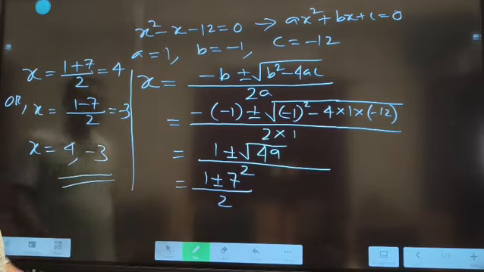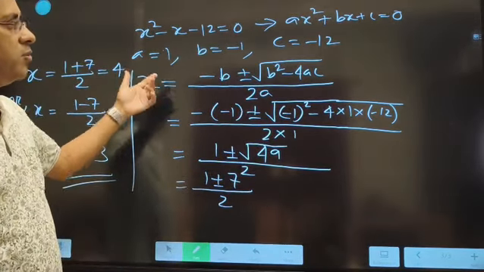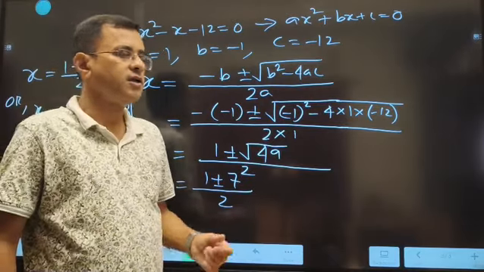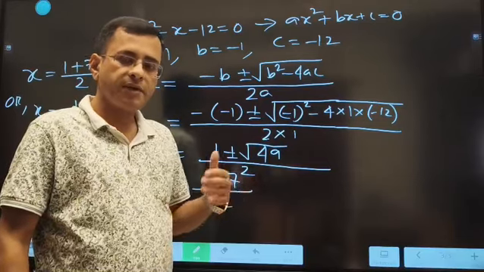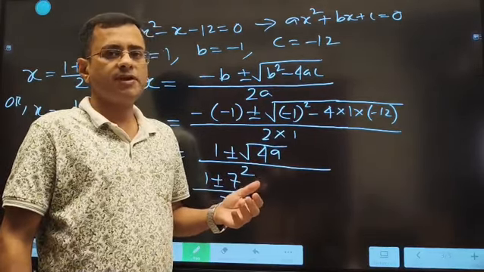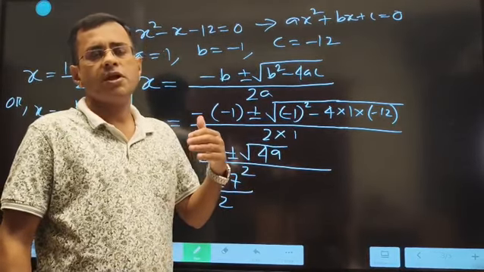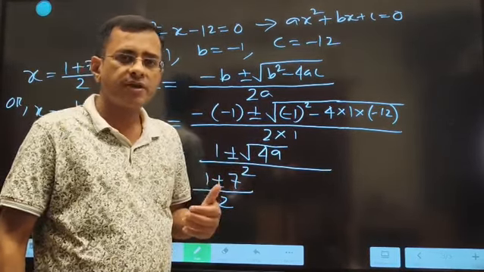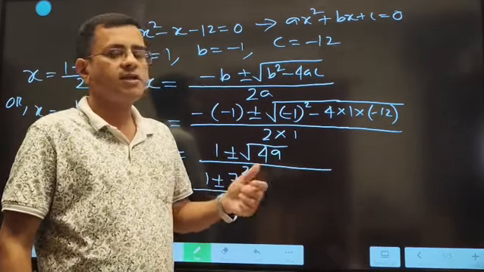These are the solutions of the quadratic equation that we found by using the quadratic formula. That's all for today. I am bringing more relevant content on this chapter, quadratic equations. In the next video I am going to take questions of a higher difficulty level.